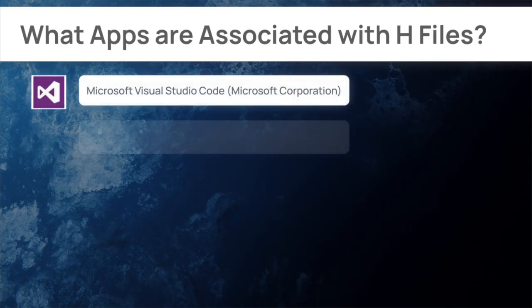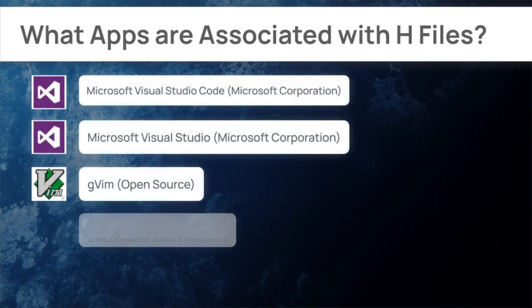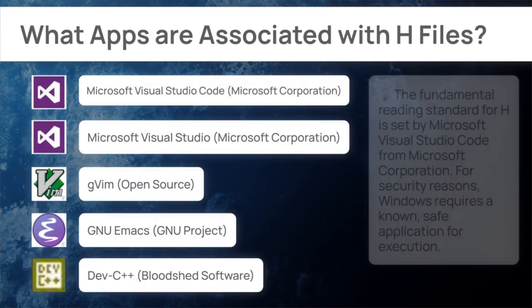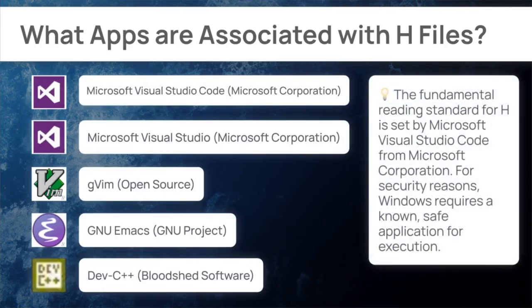The core association for the H file points directly to Microsoft Visual Studio Code, developed by Microsoft Corporation. The system requires the file to pass specific authenticity checks not performed by Windows Explorer. Windows cannot evaluate script syntax, so execution depends on trusted runtime tools.